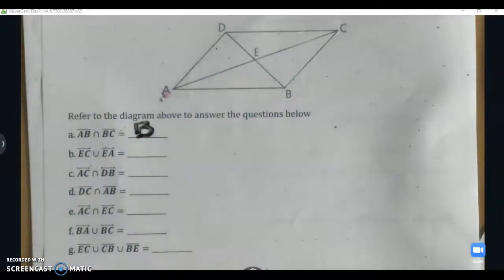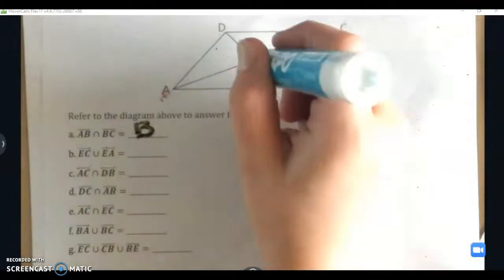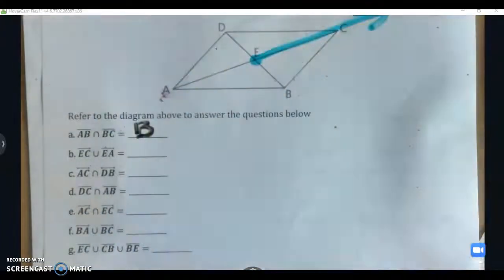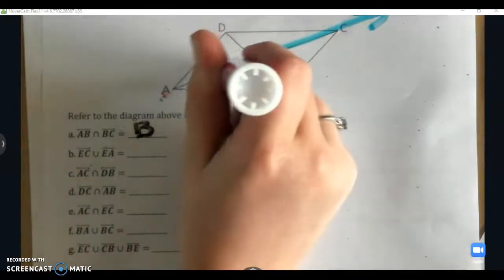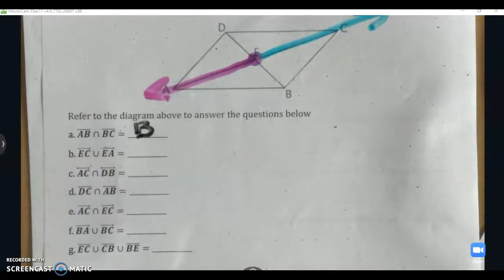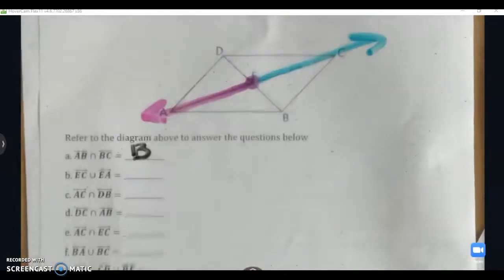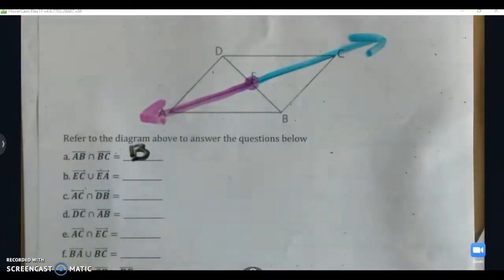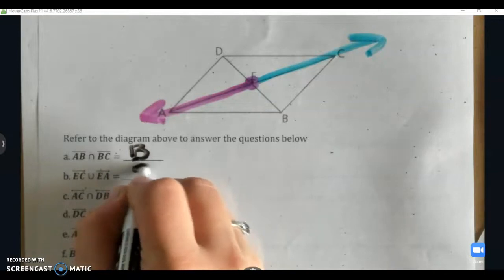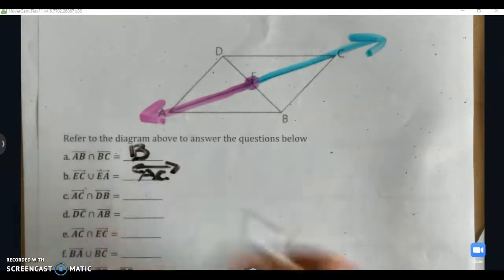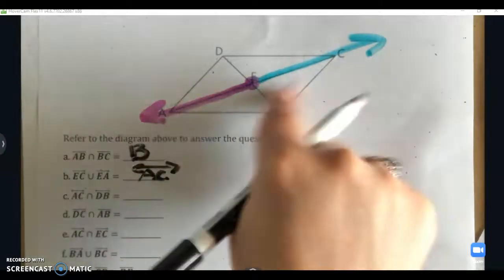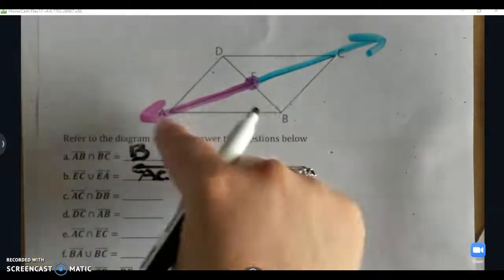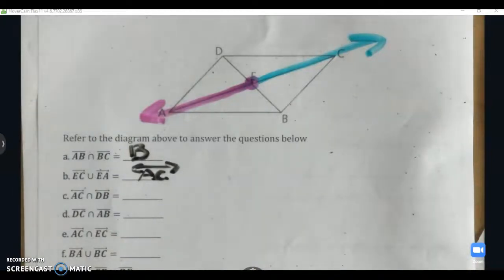Now on to B, I've got ray EC, which means it's starting at E and going off to infinity through point C. And then I've got ray EA, which means it's starting at E and going off through infinity through A. Now this is my union symbol, so it's saying what do these two geometries make when I put them together? And what I have here now is a line. It's going off to infinity in both directions, so that is going to be line AC. You could also call it line CA, line EC, CE, EA, or AE. Just 2 points on that line, and the order doesn't matter.